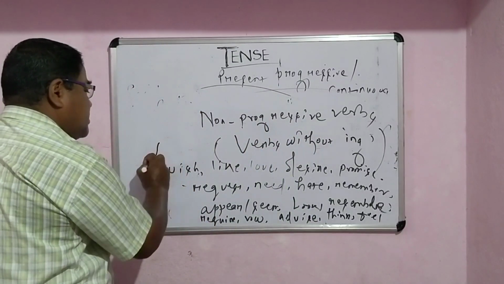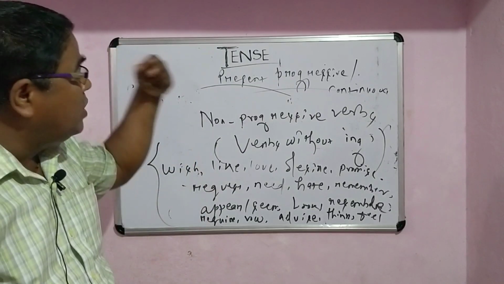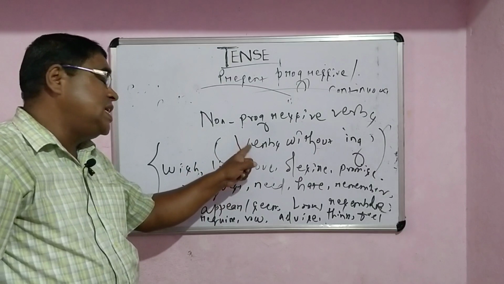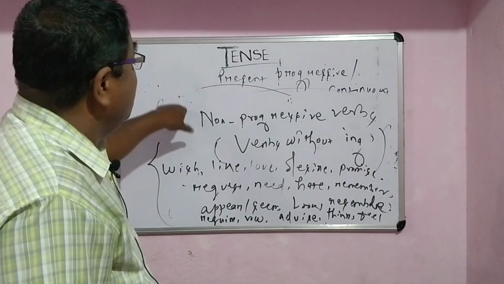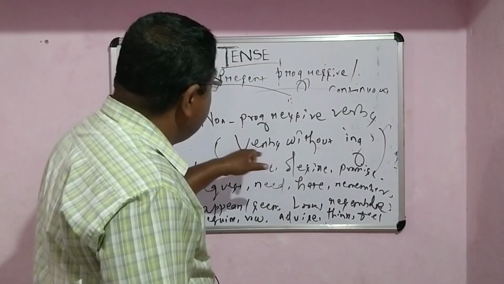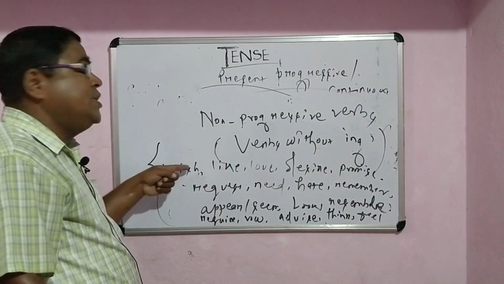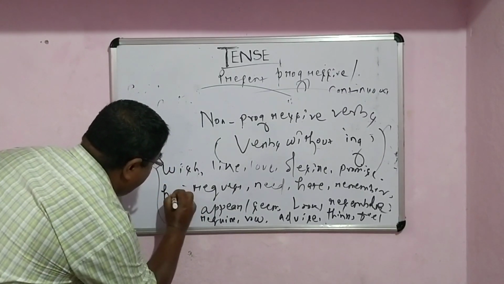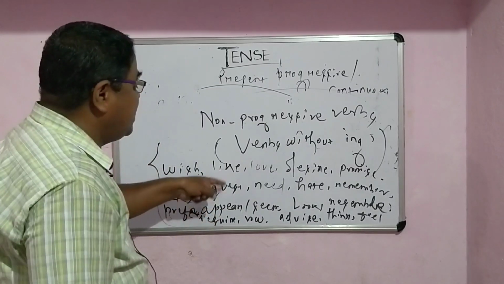Remember, these verbs are called non-progressive verbs. Non-progressive verb means you can't use ing with these types of verbs except for special cases. Unless there is a special case, you can't use ing. Generally or normally, such verbs never take ing with them. That means you can never use I am wishing. Rather use another verb, hate. Another verb is prefer. That means these verbs never take ing with them.